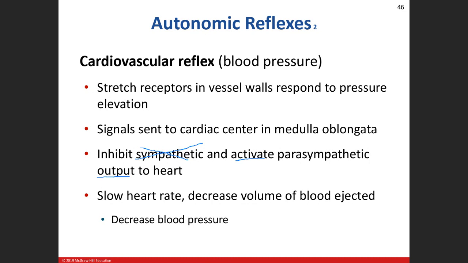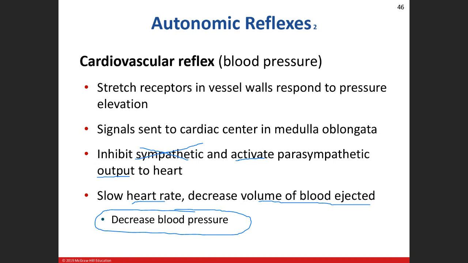Cardiac output is determined by your stroke volume, which is the amount of blood ejected from the heart per heartbeat, and the heart rate, how many times the heart is beating in a minute. You get to learn all that later on. But for right now, we inhibit the sympathetic nervous system and activate the parasympathetic nervous system, and that will slow the heart down. Less blood gets pumped out of the heart, that decreases the amount of blood that's ejected out, and the overall effect is we decrease the blood pressure.